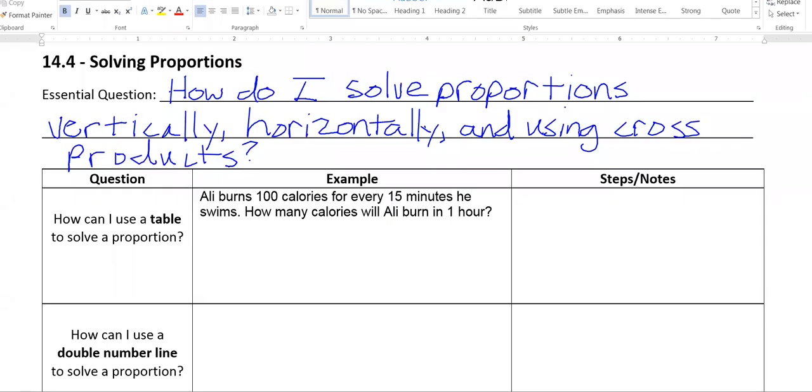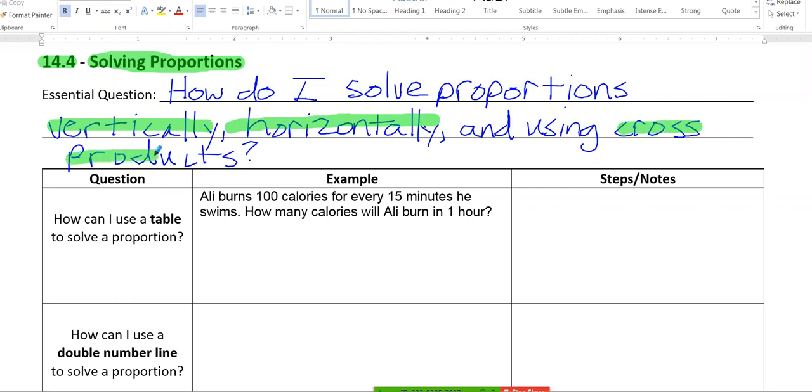All right, Math 6, Accelerated Students, Chapter 14, Section 4, Solving Proportions. This is such an important section. I probably always say that, but most of the sections are indeed important. Essential question: how do I solve proportions vertically, horizontally, and using cross products?